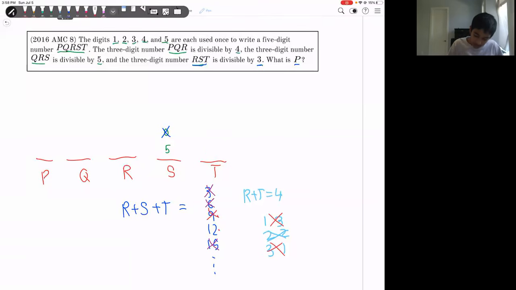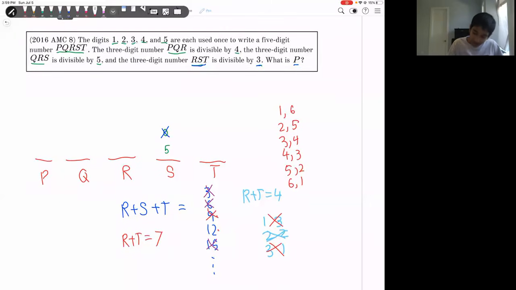Now let's look at the case where the sum is 12. This means R plus T is 7. So let's look at the possibilities here: 1, 6, 2, 5, or 3, 4. The other cases are the same in the other orders, like 4, 3, 5, 2, 6, 1. And 1, 6 and 6, 1 don't work because that would mean a number 6, which is not allowed. So now we're left with these cases over here.